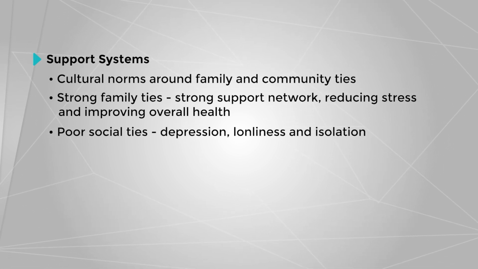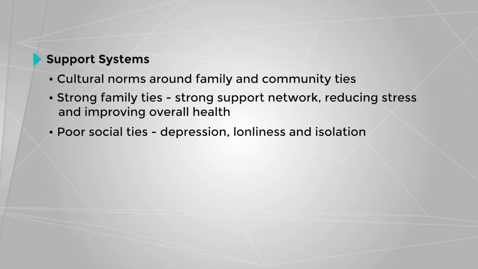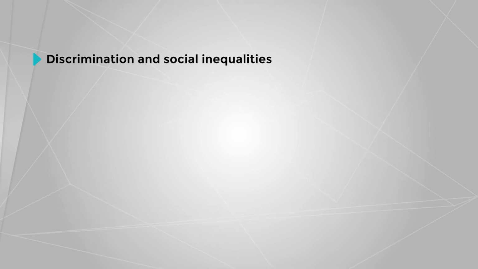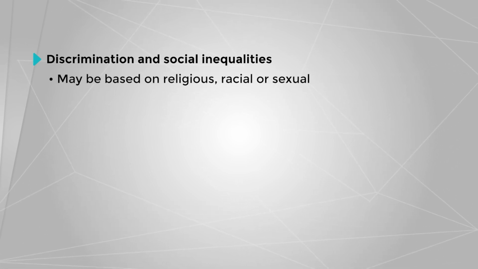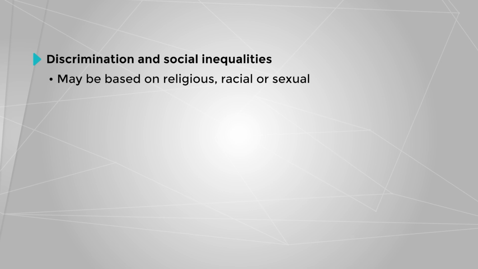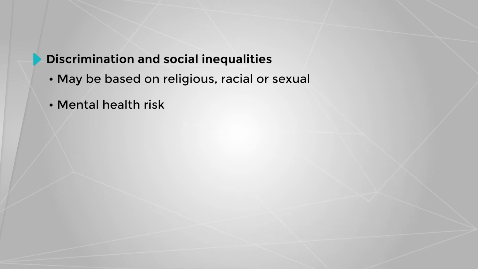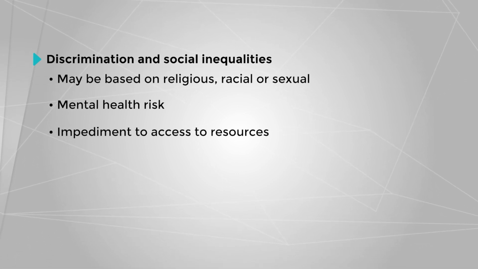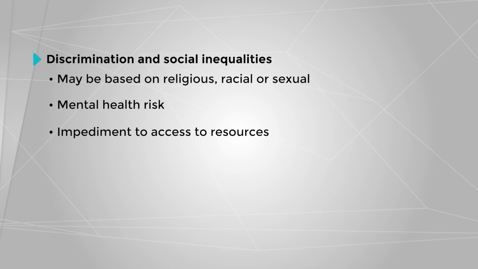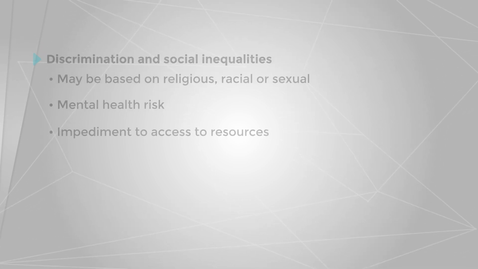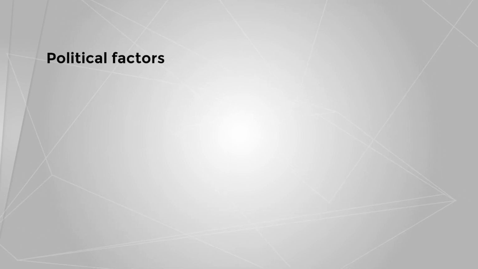Poor social ties, on the other hand, have been linked to depression, loneliness, and isolation. Discrimination and social inequalities may be based on religious, racial, or sexual orientation that leads to mental health risk. Discrimination due to race, gender, identity may also be an impediment to access to resources as well as further impacting health outcomes.